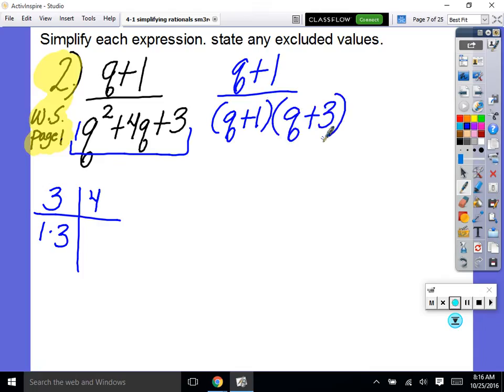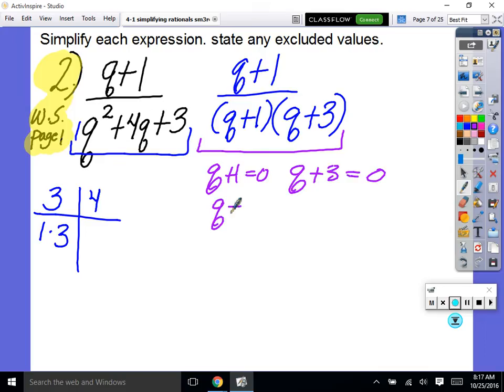Most important, restrict the domain before you simplify. That is one of the most common errors I see people do. So on bottom, we know that the bottom cannot equal 0. So when will each of these equal 0? Well, if you don't know, set them equal to 0 and solve. So subtract 1, so q cannot equal negative 1, correct? Because that would make this undefined. We subtract 3, so q can also not equal negative 3. That would make the bottom 0 as well. Everybody good with that? Does everybody understand why?